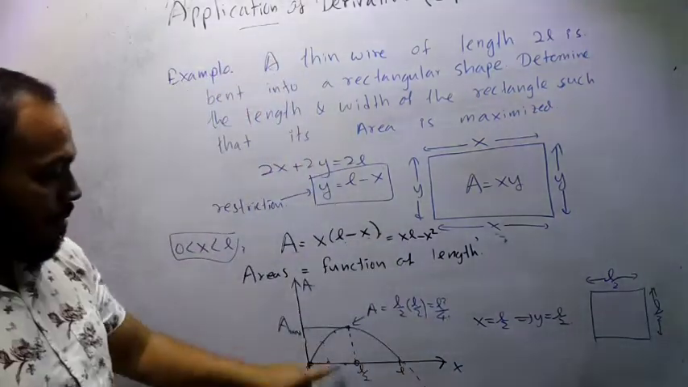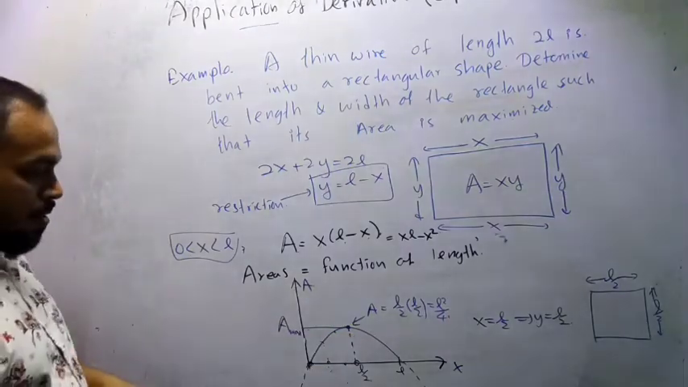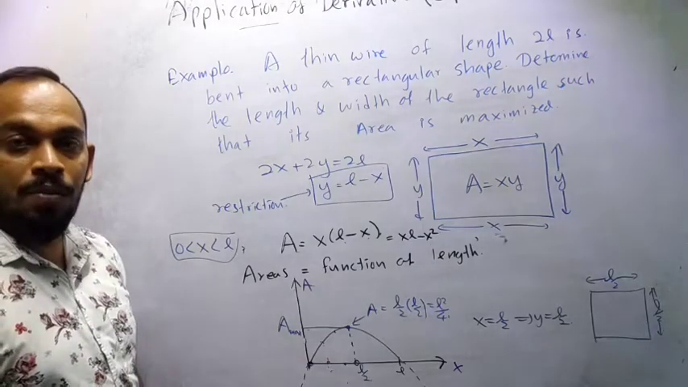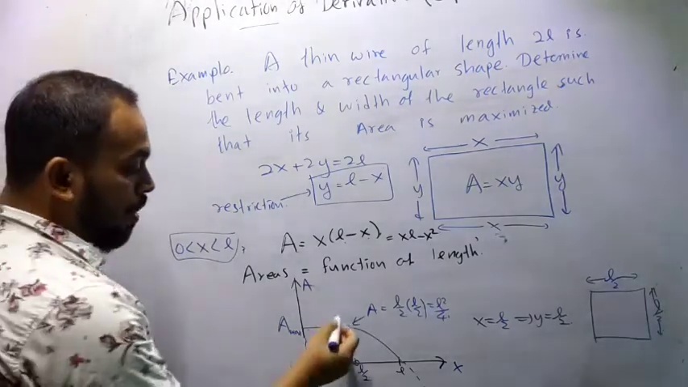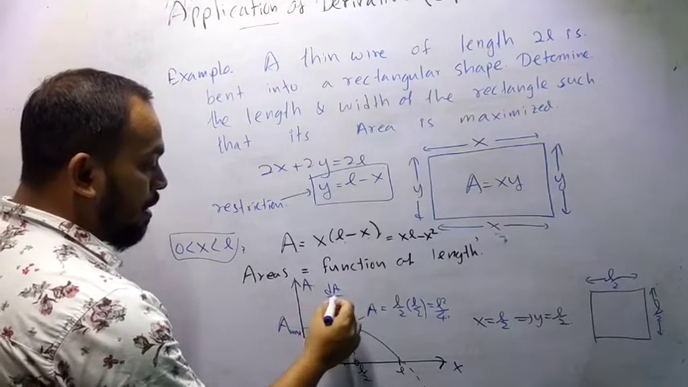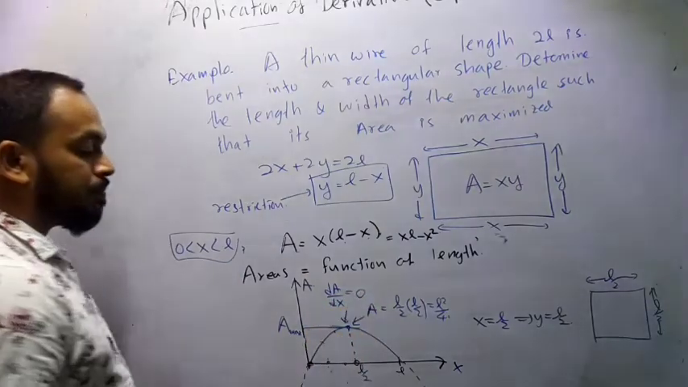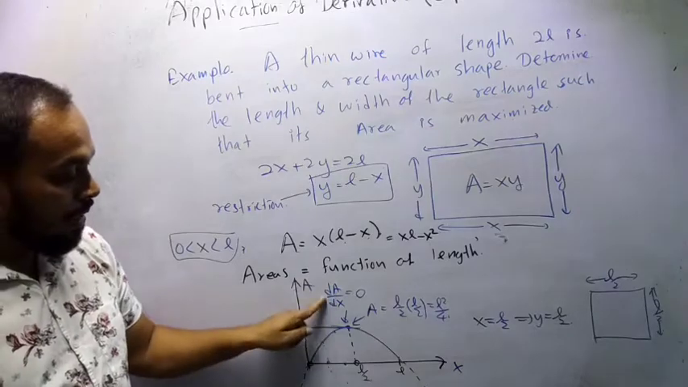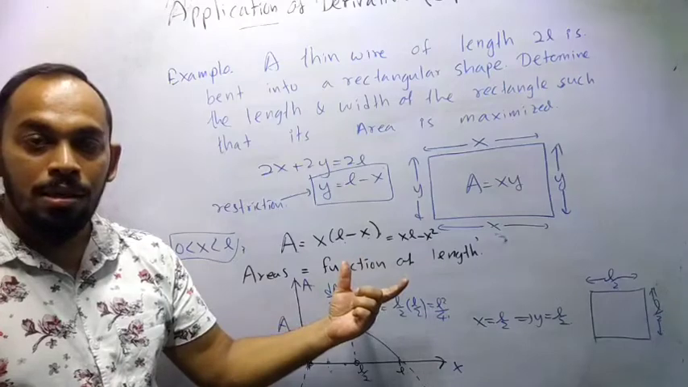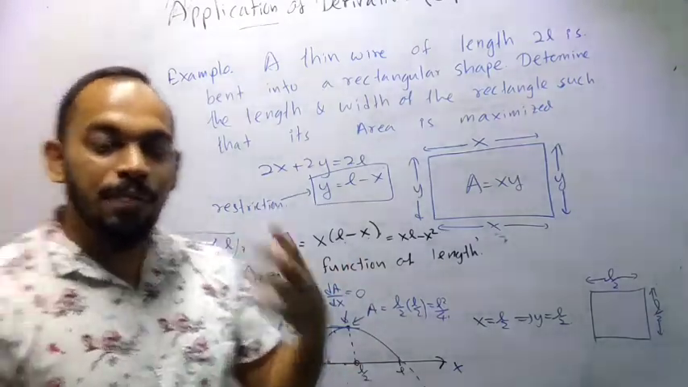Now you can see that this is a maximum point. So what happens at the maximum point? How do you find the maximum points? When you sketch graphs, you find these turning points by this: dA by dx is 0 at this point. So if you make dA by dx equal to 0, this would give you the x coordinates of the turning points. Right, so this is what we're going to do.